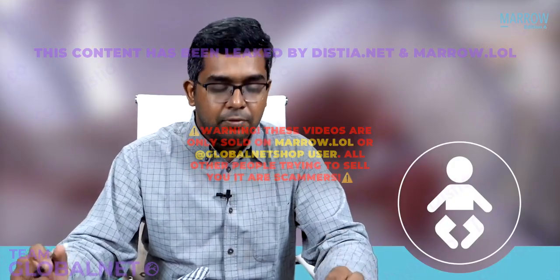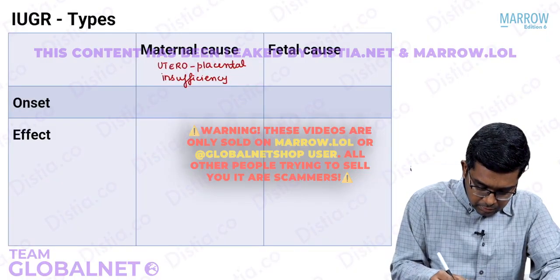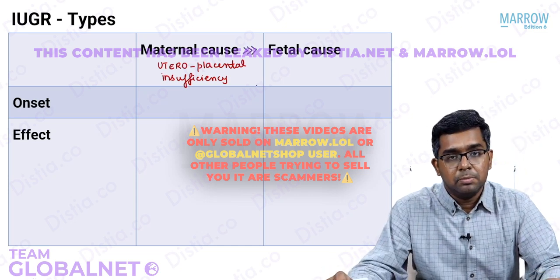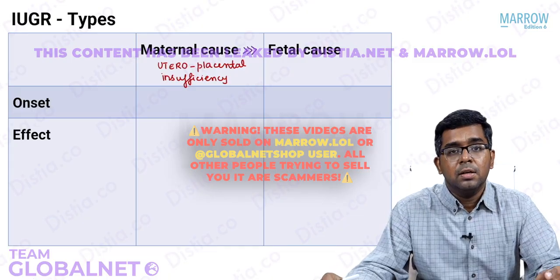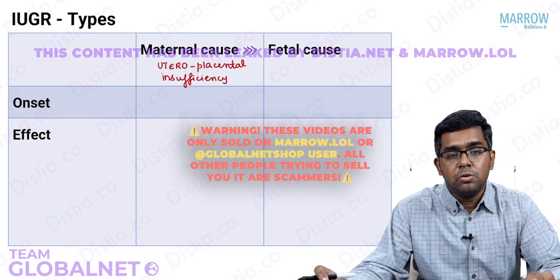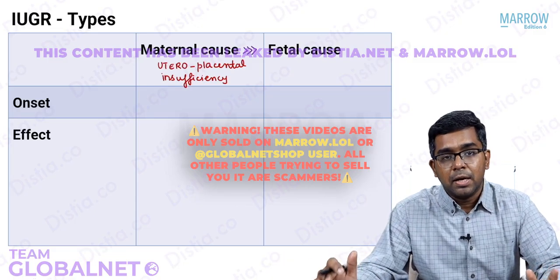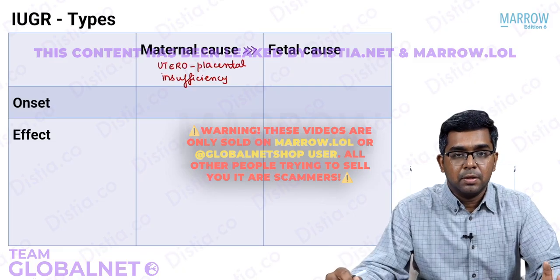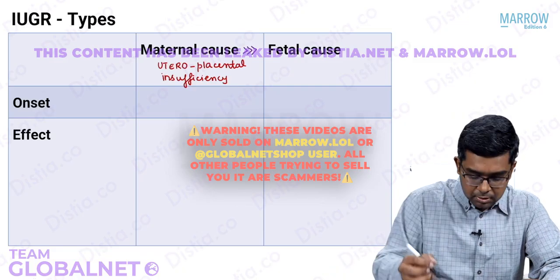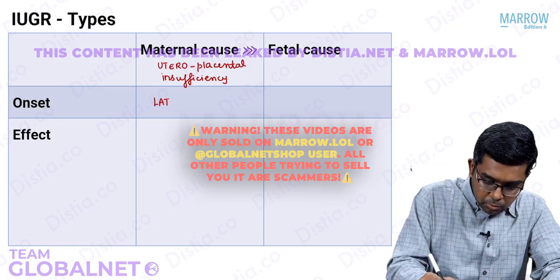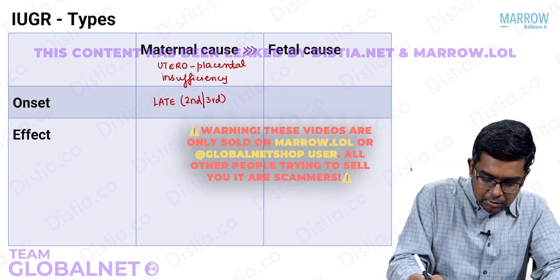Now, this category of disorder is more common when compared to the fetal causes. That's an additional point to be remembered. So, maternal causes of IUGR or uteroplacental insufficiency are more common compared to fetal causes. Let us see when this is going to have an onset during the pregnancy. Generally the maternal causes have an onset during late trimester. What I mean by late trimester is, in the 2nd or in the 3rd trimester, they have an onset.